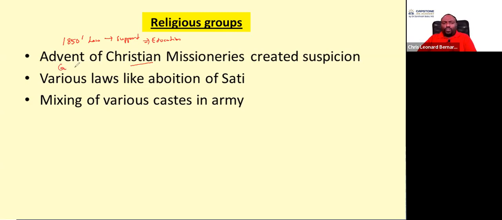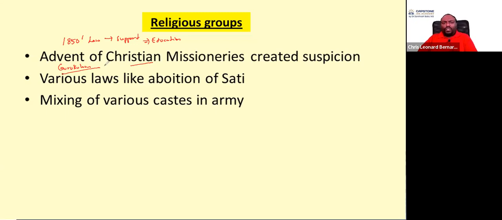Now this Gurukulam system was not respected, and Macaulay's English education was implemented. All these things were against the religious beliefs and customs of ancient India. So this advent of Christian missionaries was not welcomed by the religious groups.